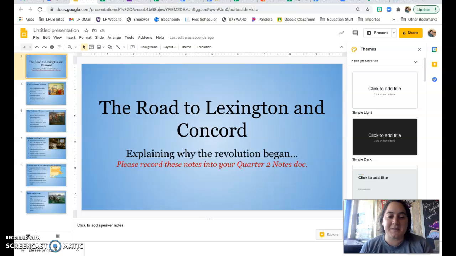Today you are going to be spending some time making some progress on some notes. All of those notes are related to us trying to explain why the revolution began. Why were colonists feeling like they had to change things up, right? Like they could not continue living the way that British Parliament wanted them to live. So I'm going to run through a few slides with you.